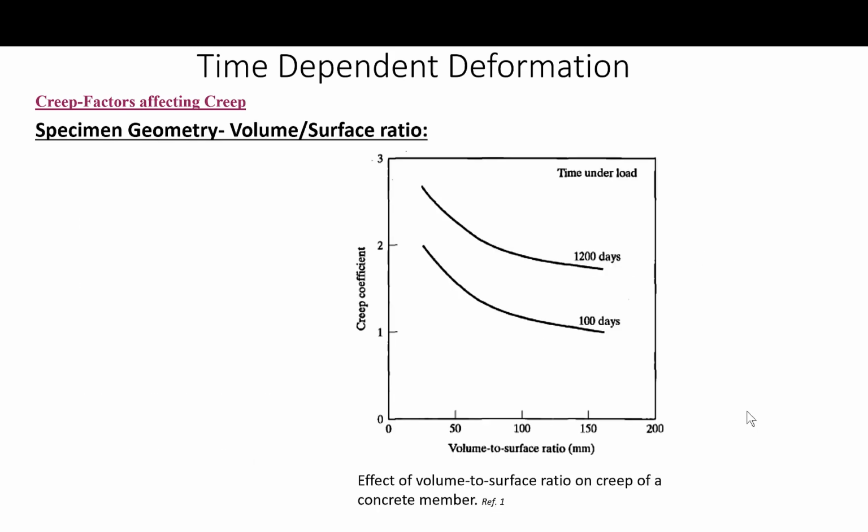Also, the specimen geometry has an influence on creep. When drying occurs while under load, factors such as specimen size and shape become important. The volume to surface ratio and specimen thickness affect creep in much the same way as drying shrinkage is affected, as shown in this figure right here. The creep coefficient decreases with the increase in the volume to surface ratio for the different loading durations, as you can see here.